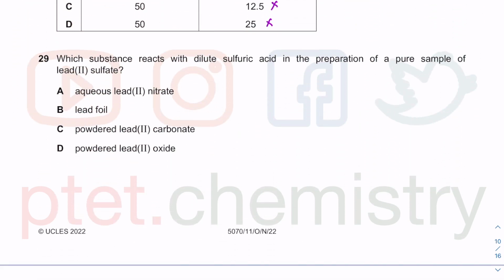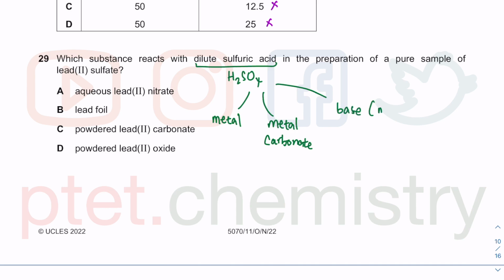Question 29, we are looking at what substance will react with dilute sulfuric acid. So we've got to think about reactions of acid. It can react with a metal to give you a metal salt and hydrogen, it can react with a metal carbonate to give you a metal salt, carbon dioxide, and also water. It can also react with a base, which is typically a metal oxide or a metal hydroxide. Some metal hydroxides are soluble, which would make them an alkali if they are soluble in water.